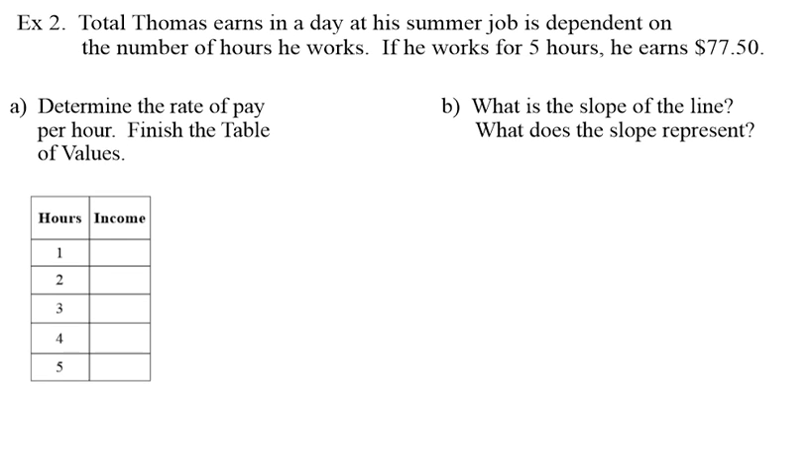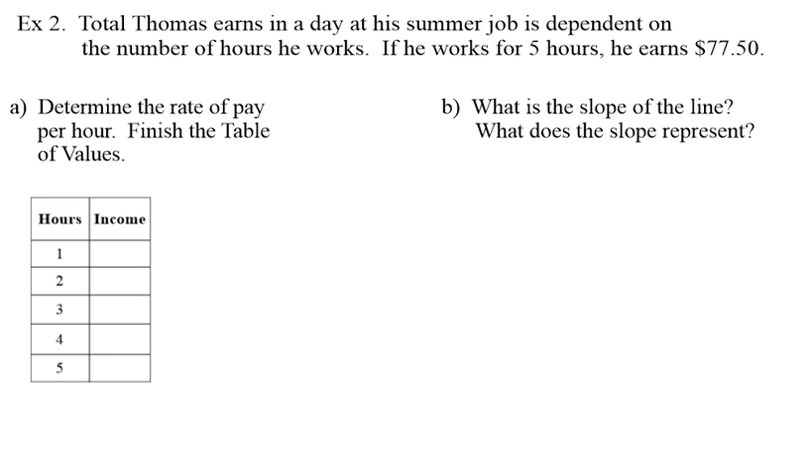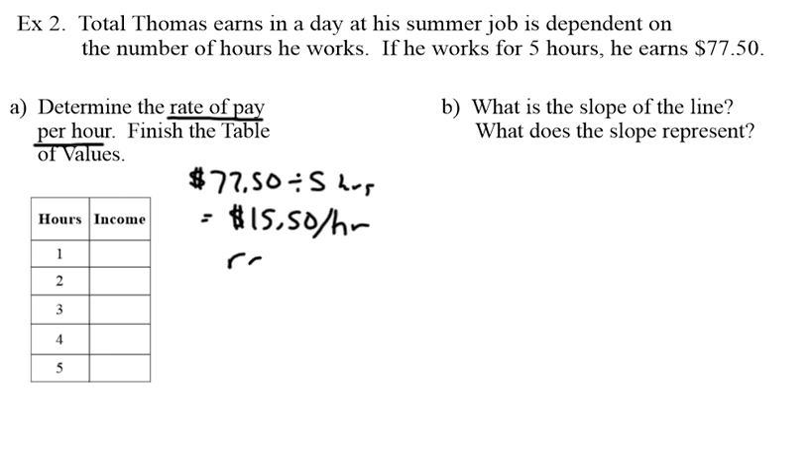So page 10, now talking about Thomas. Thomas earns $77.50 for 5 hours of work at his job in the summer. What's his rate of pay per hour? Well, $77.50 divided by 5 hours, he's making $15.50 per hour. That's the rate of pay per hour or rate of change.